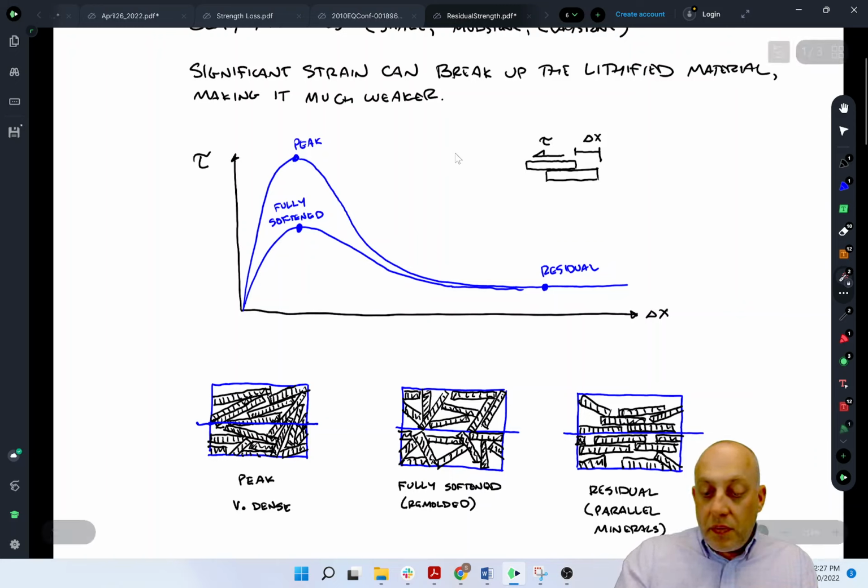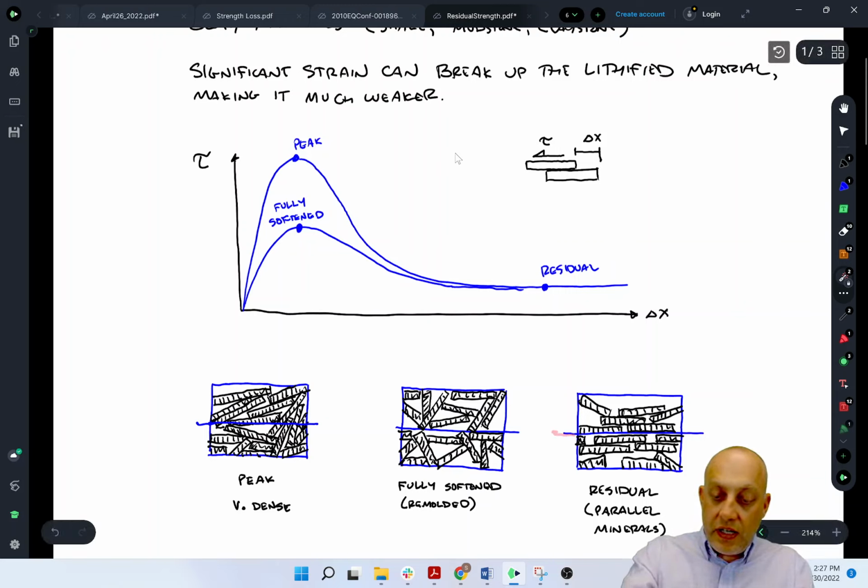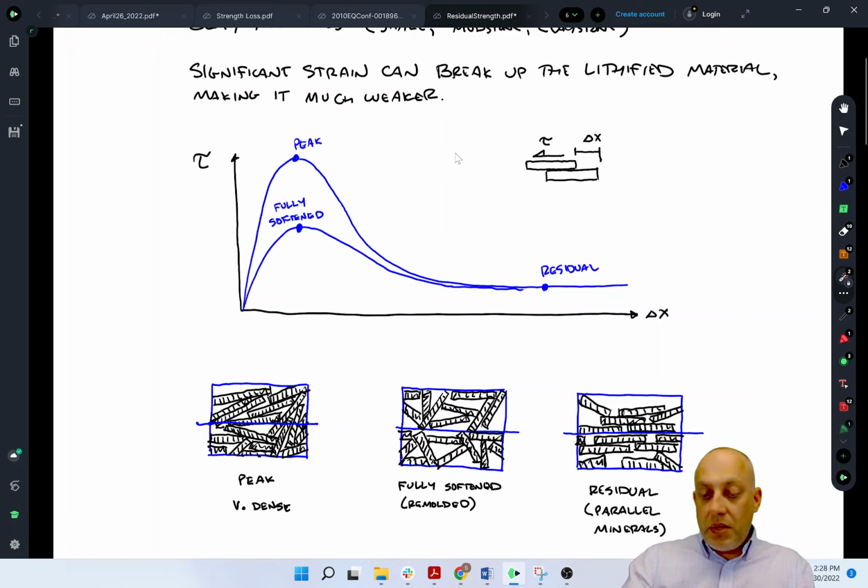Then the thing that happens when we get to a residual condition is that there's been a large amount of deformation. The soil's just continued moving. And as it moves, all of the clay minerals tend to become parallel to each other, like little flat plates. And we end up with this condition where all the minerals are parallel to each other and you get a straight line right through the center. And that's as weak as the soil can be because there's no tortuous path. The minerals are all just parallel to each other, and it forms what's called a slickenside.